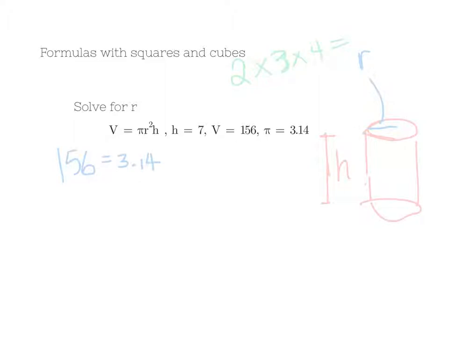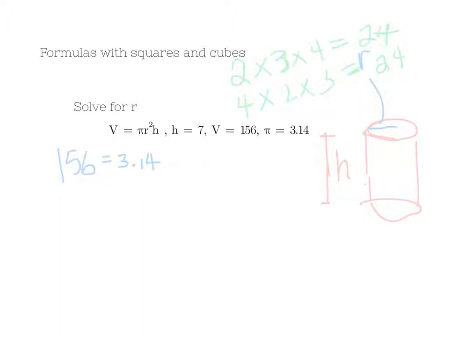2 times 3 times 4. That would be 24, right? Notice that it doesn't matter the order that I put the 2 and the 3 and the 4 in. If I had called this 4 times 2 times 3, then we would get the same answer, right? That would still be 24. 4 times 2 is 8. 8 times 3 is 24. We call that the commutative property of multiplication.